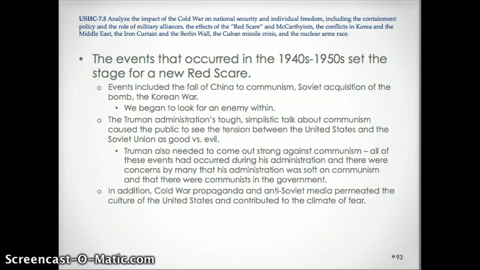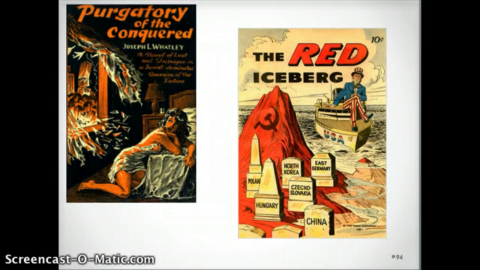There's a lot of propaganda in the Cold War, a lot of anti-Soviet media that permeated the culture of the United States, and I'll show you some pictures. It shows really that with the Soviets, we've got to be really careful that we might fall to communism too, and that could create a major problem.